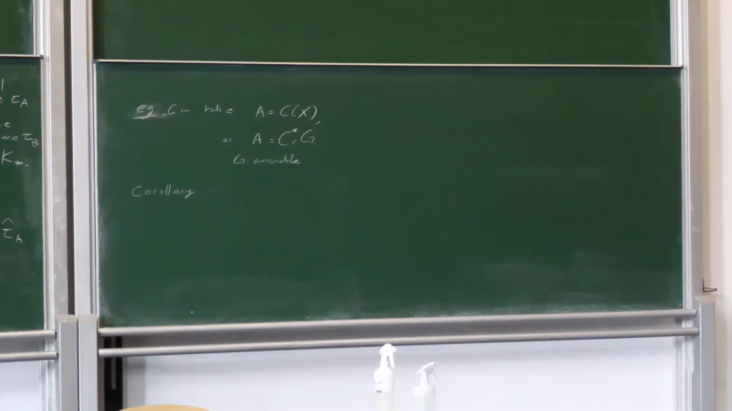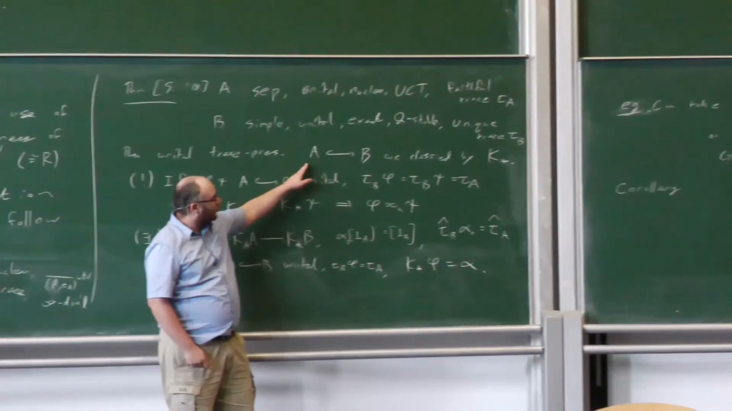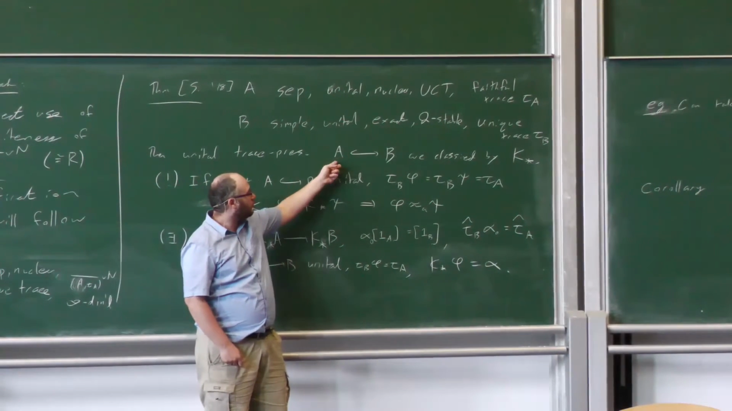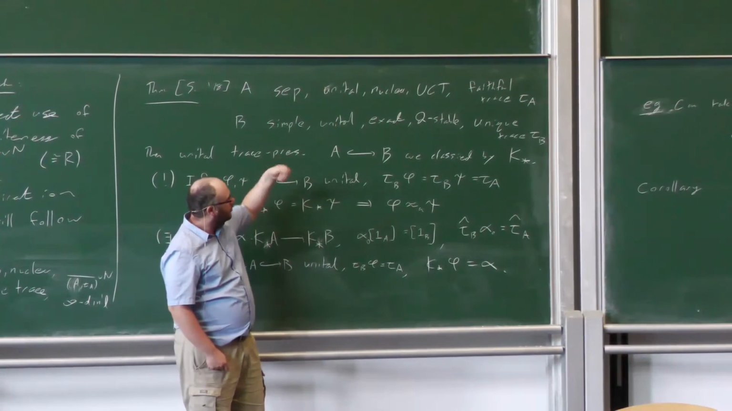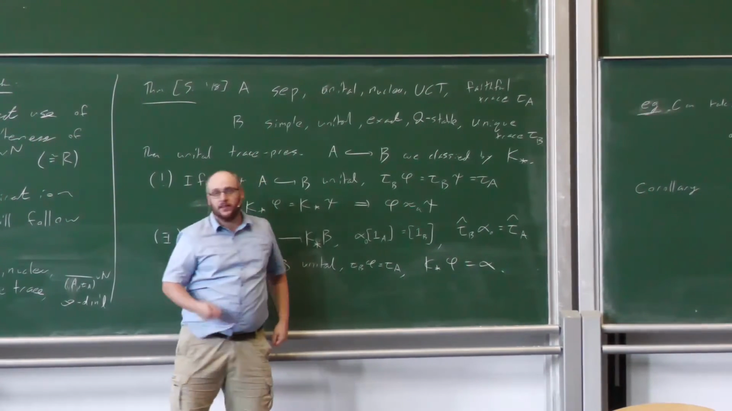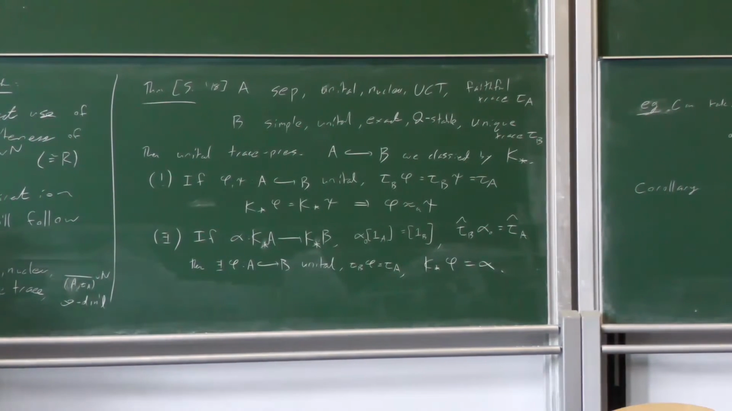Yes, the embedding condition is automatic. If you had a positive element in the kernel, it would have to have trace 0 by the trace preserving condition, and then it has to be 0 by faithfulness of the trace. So the embedding is actually forced because you preserve this faithful trace.